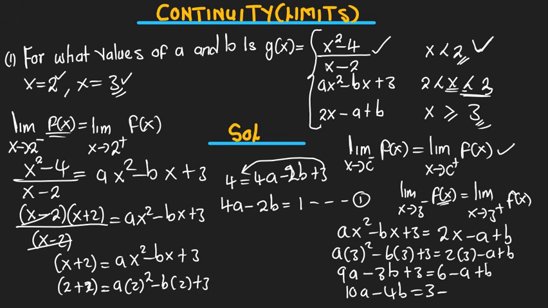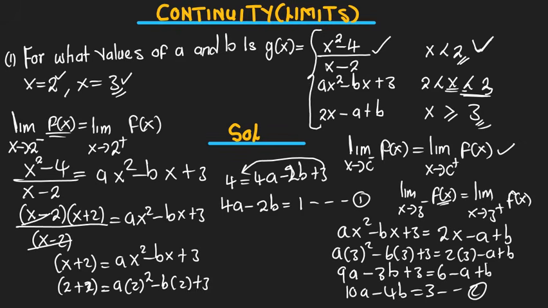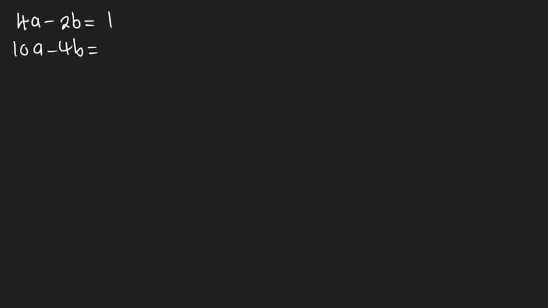We have 2 equations. Now we can solve them simultaneously. The first equation we had was 4a minus 2b is equal to 1. The second one is 10a minus 4b is equal to 3. So your 4 goes on top, your 2 comes here. You swap them. This one comes here, this one goes up.